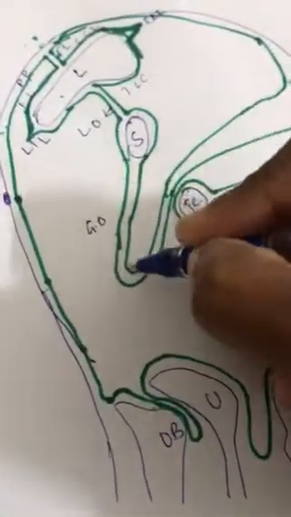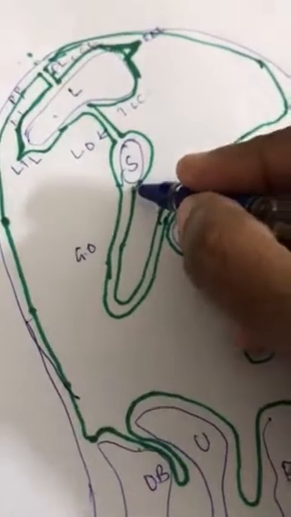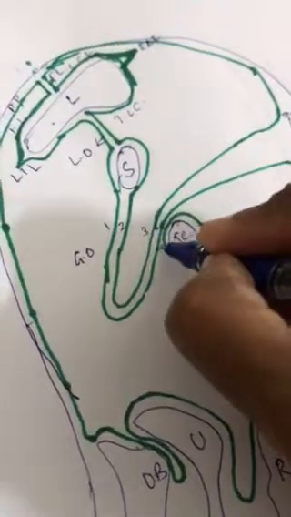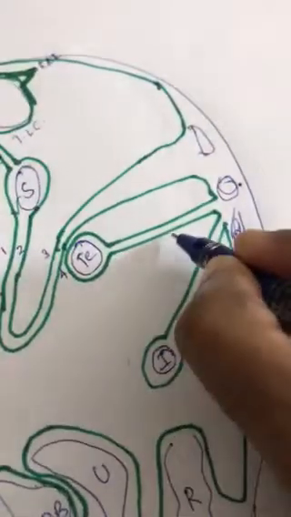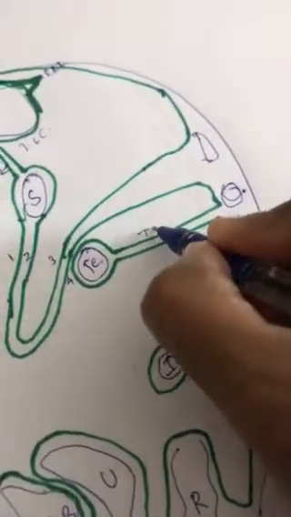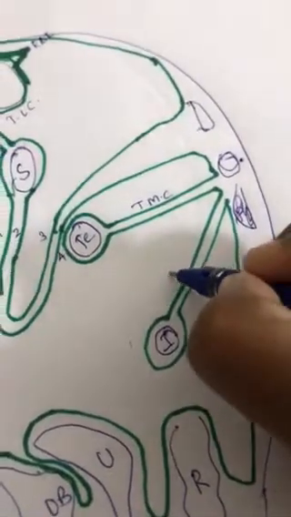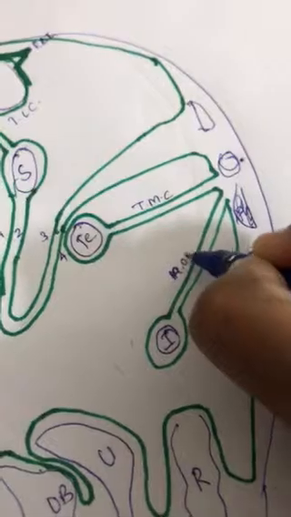This omentum is called as greater omentum since it is coming from the greater curvature of the stomach. 1, 2, 3 and fourth layer. And then this is holding the transverse colon, that's why it is called as transverse mesocolon. It is holding the intestine, that's why it is called as root of mesentery.